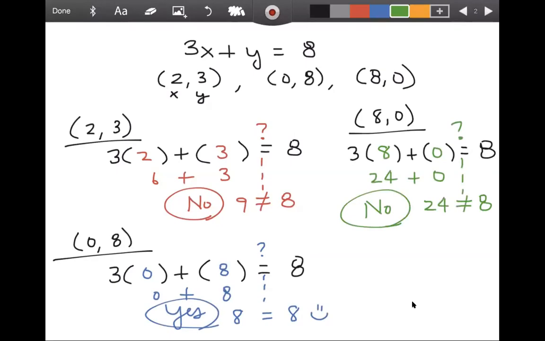What I like about this example is it emphasizes the ordered in ordered pair. (0, 8) was a solution. (8, 0) is not a solution. So the order definitely matters. All right.